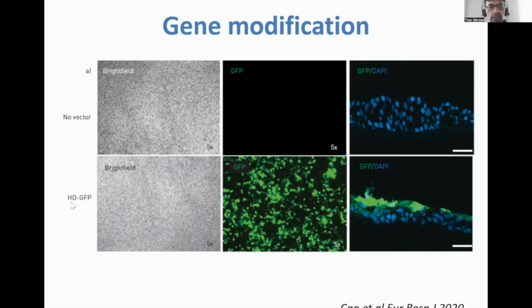So you can see that when we introduce this helper-dependent GFP, we can see lots of green cells, and they're all expressed here. So we can trick our cells into expressing certain genes.